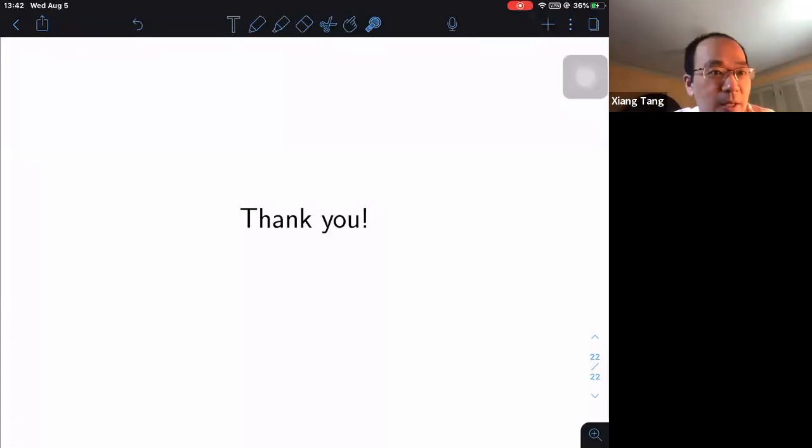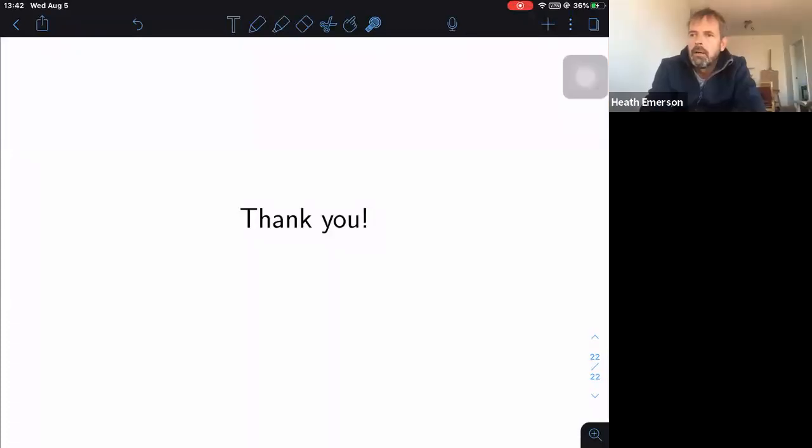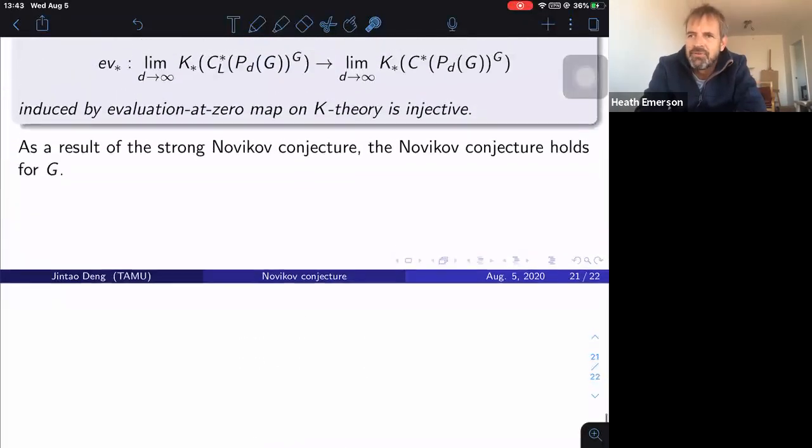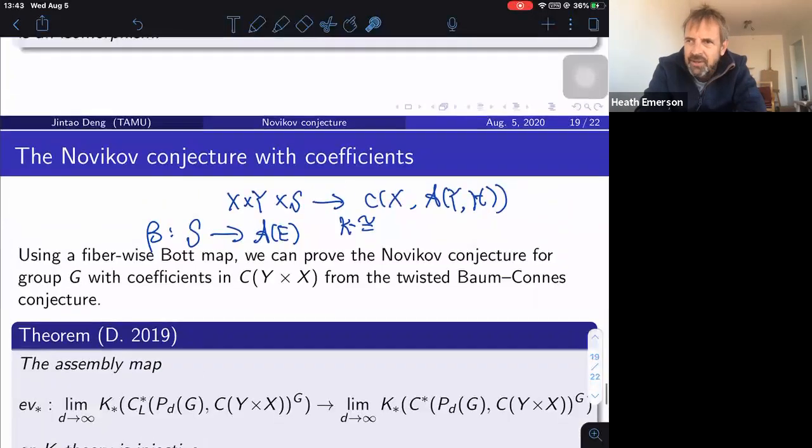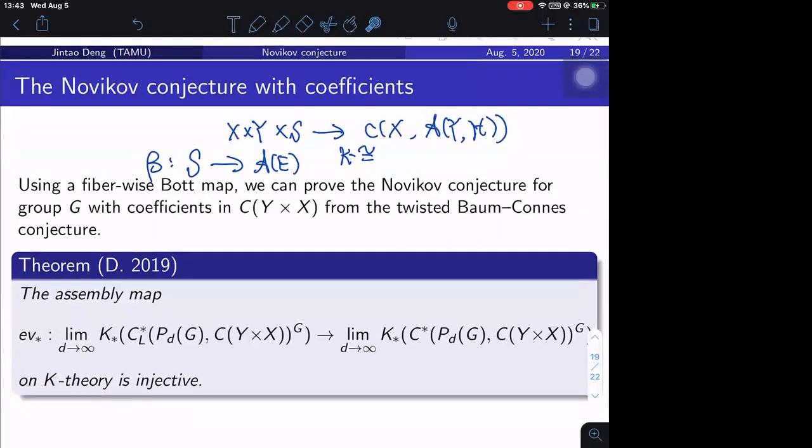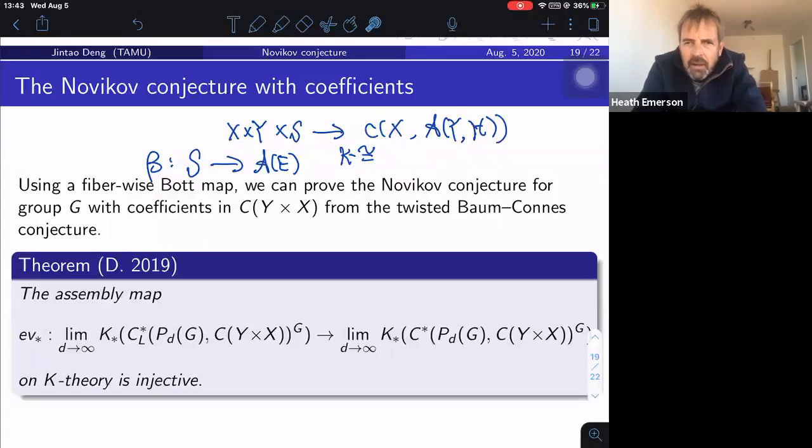Okay, Heath. Could you review what you said in the very last couple of slides about something being actually an isomorphism? You said one of these maps is not just injective; it's an isomorphism. Could you just say that again?